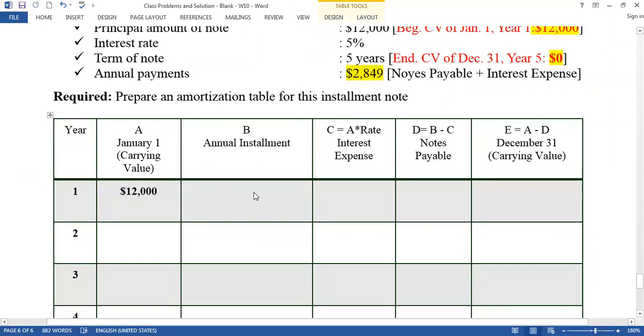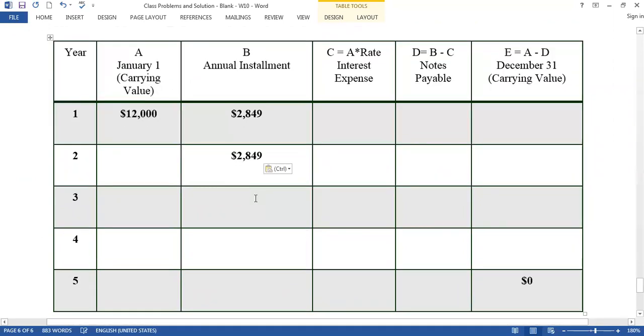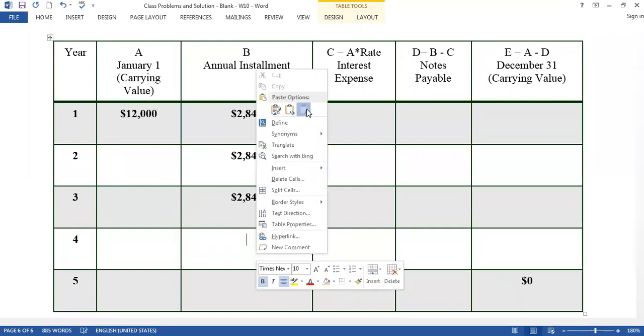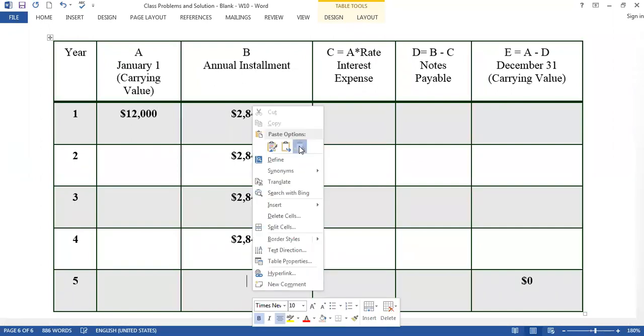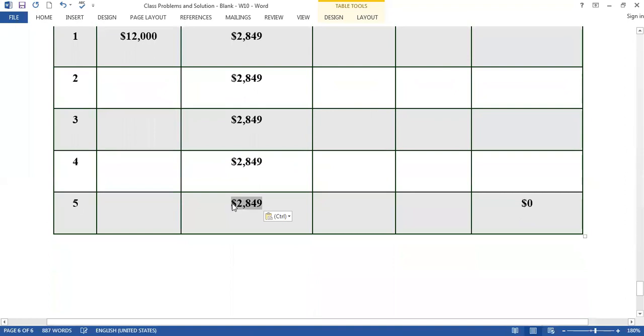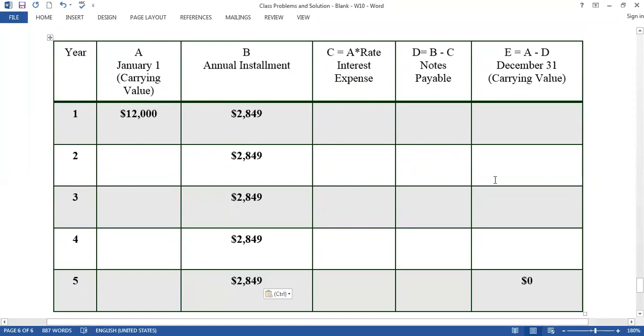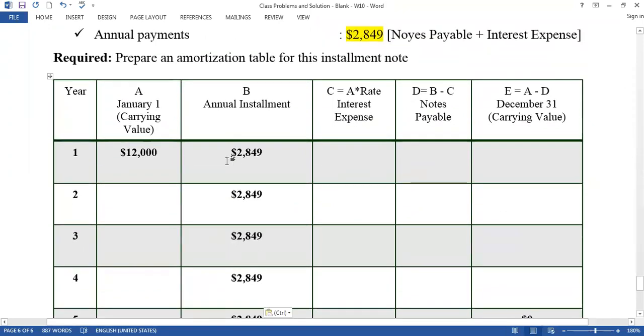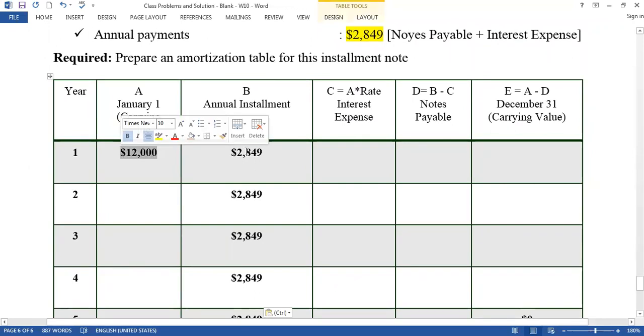This is our installment. This is our installment payment. So after the last installment, we should have $0. Now for the remaining amount, we need to do some calculation. So let's find out. This is $12,000 beginning carrying value.